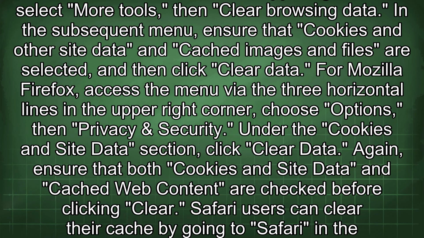To clear the cache in Google Chrome, navigate to the 3 vertical dots in the upper right corner, select More Tools, then Clear Browsing Data. In the subsequent menu, ensure that cookies and other site data and cached images and files are selected, and then click Clear Data. For Mozilla Firefox, access the menu via the 3 horizontal lines in the upper right corner. Choose Options, then Privacy and Security. Under the Cookies and Site Data section, click Clear Data. Again, ensure that both cookies and site data and cached web content are checked before clicking Clear.